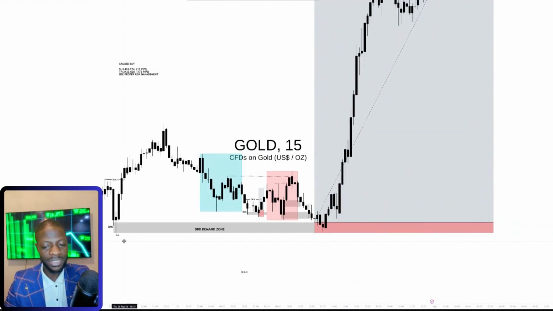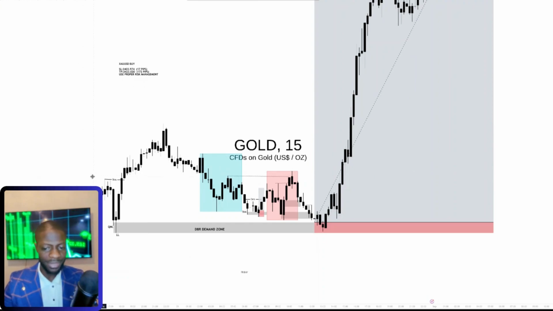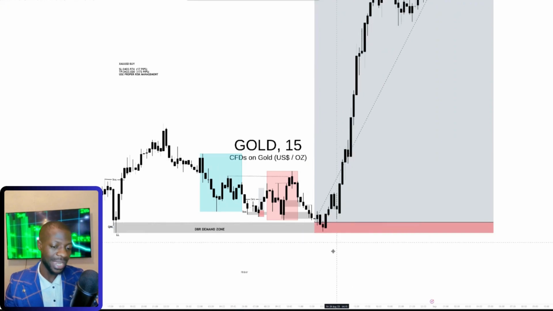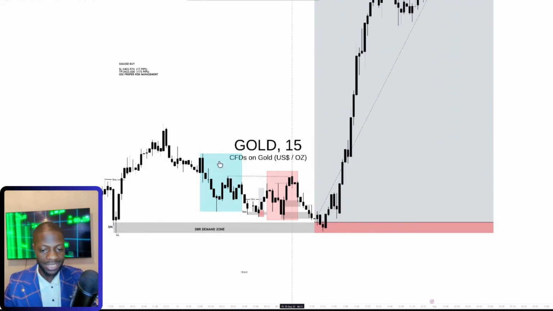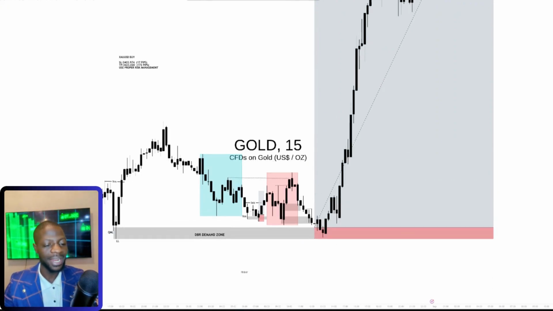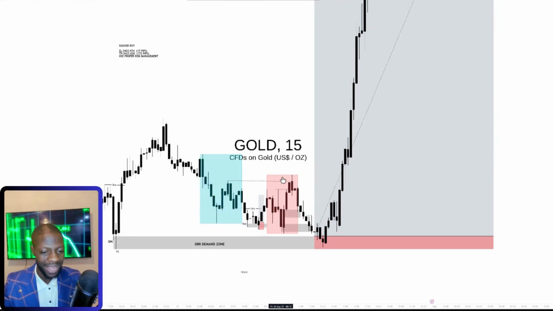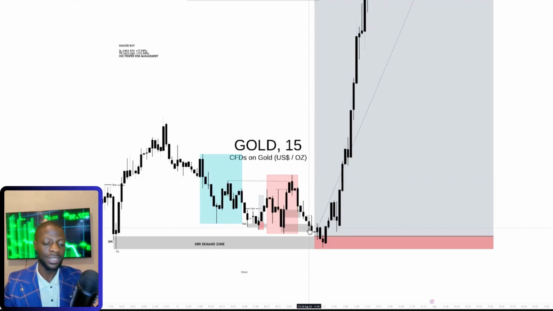I found this drop base rally, and once I found it, I took the high and the low of that zone and took it to the right side. Of course, we had our Asian session right here. This market didn't just come to my zone. It took out the Asian low, pushed up a bit, then dropped, pushed a bit, and then finally came into my zone.